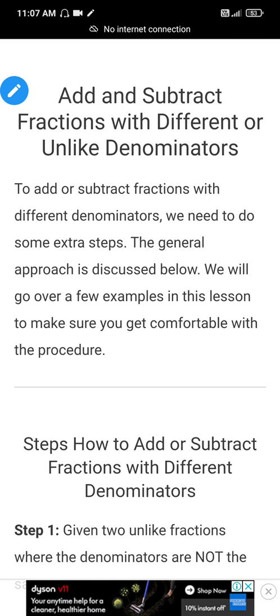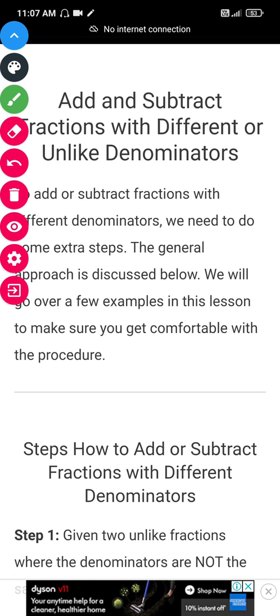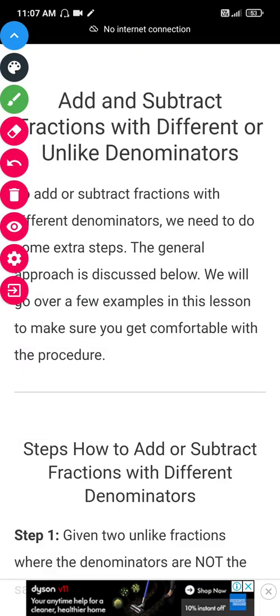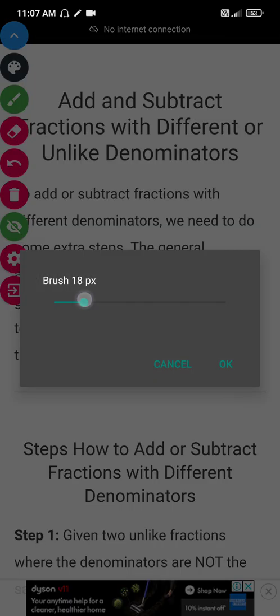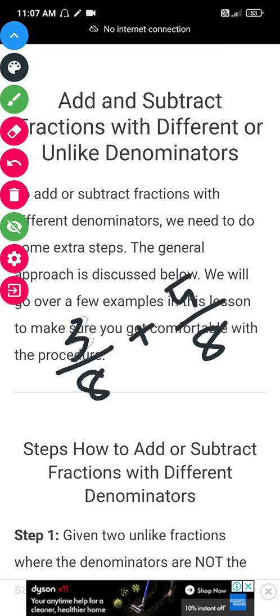Hi students, let's learn how to add and subtract fractions with different or unlike denominators. So I hope you know how to add the fractions which have the same denominator. For example, if you want to add 3 upon 8 plus 4 upon 8, let it be 7 upon 8.